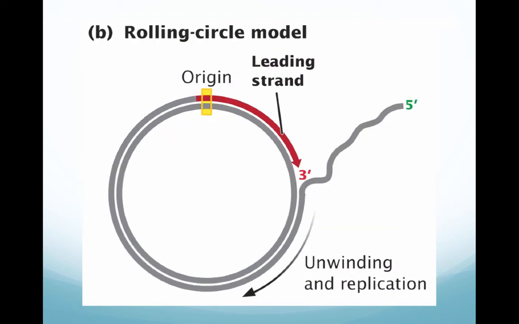The rolling circle model looks like this, and rolling circle is really, really easy because you're only going to have the leading strand being synthesized, therefore there's no Okazaki fragments in the rolling circle model.